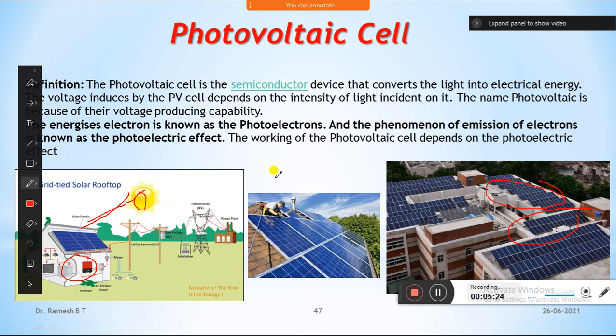The efficiency of power generation of these cells is, as I told you, only 25 to 30%, and in free space it can generate 1.353 kilowatt per meter square. So per meter square in free space it can generate about 1.35 kilowatt. That much energy it is capable of generating. And these cells, now we come to the construction.